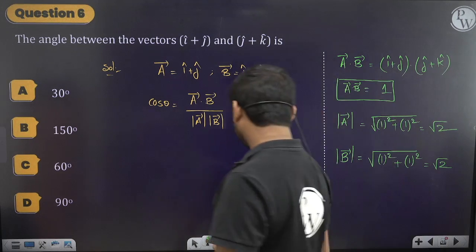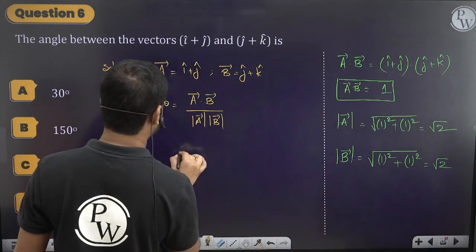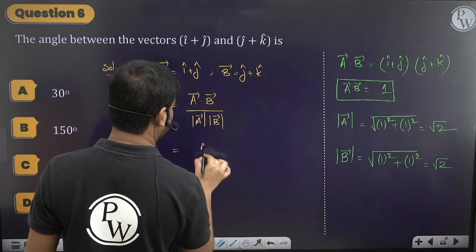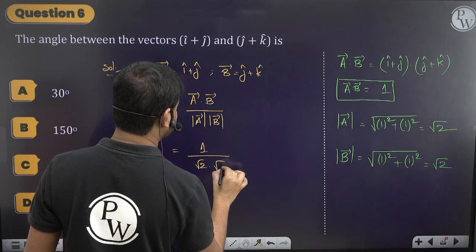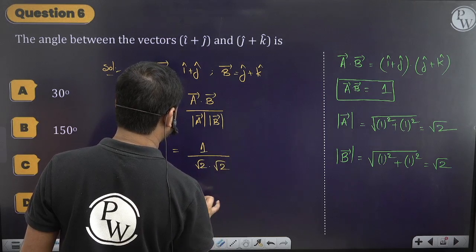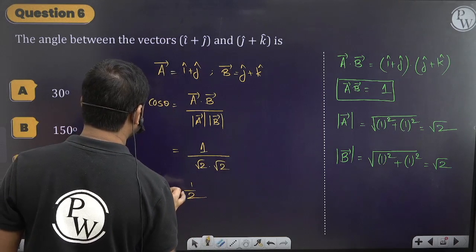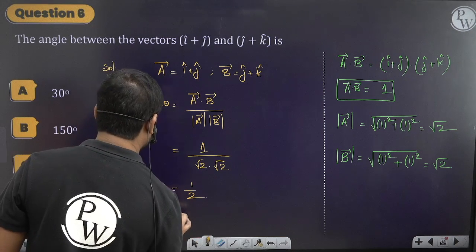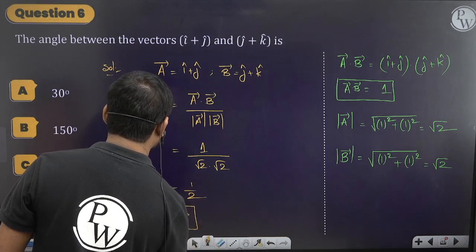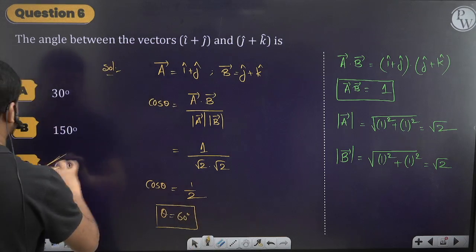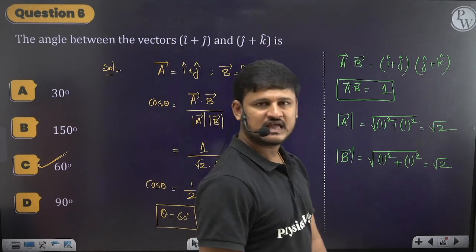So substitute these values now. We can write a dot b is 1, by magnitude of a root 2, magnitude of b root 2, which is going to be 1 by 2. So cos theta is equal to 1 by 2. From here theta must be equal to 60 degrees. Cos 60 is 1 by 2, right? So that's why it must be 60 degrees. Option C. Understood, guys?